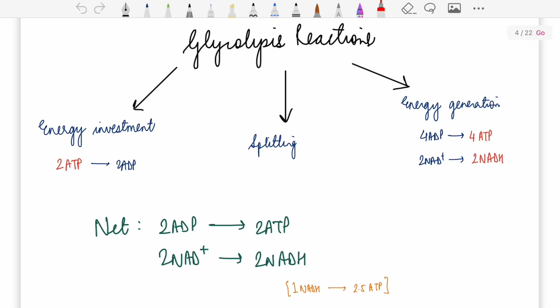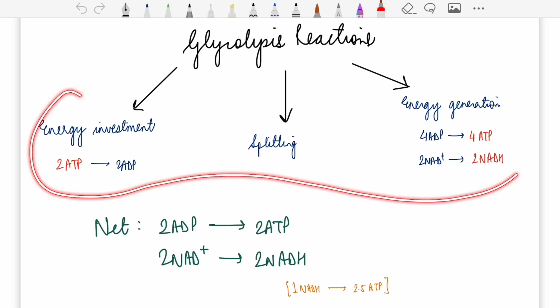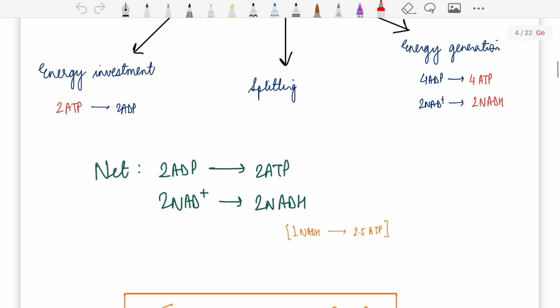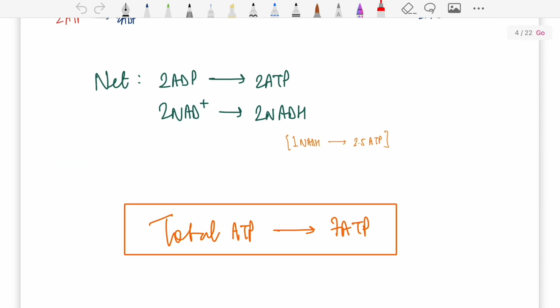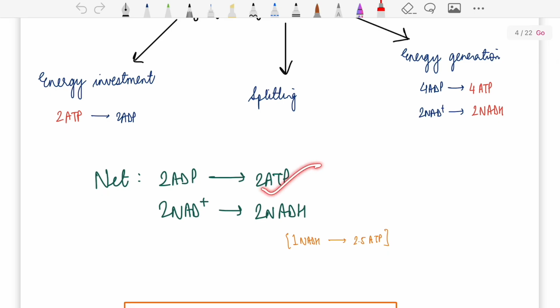Now coming to glycolysis. In glycolytic reactions, we have three phases. One is the energy investment phase, one is the splitting phase, and one is the energy generation phase. In the energy investment phase, 2 ATP are converted into 2 ADP. In the splitting phase, nothing takes place. In energy generation, 4 ADP are converted to 4 ATP and 2 NAD+ are converted to 2 NADH. Now about this you will get to know आगे.